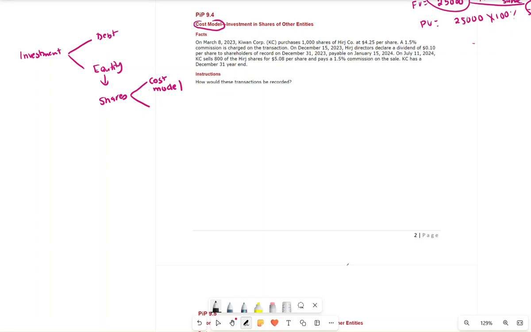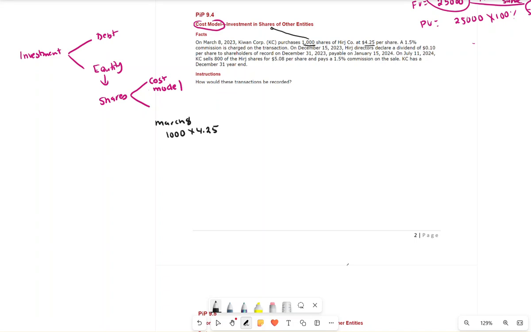On March 8, 2023, Kwan Corporation purchased 1,000 shares at $4.25. We have an investment, and this is an investment in shares, and they did not tell us how much our ownership is. We just purchased 1,000 shares, and we will record this investment under the cost model. So my first transaction will be done on March 8th. What did we purchase? 1,000 shares. At what price? $4.25.